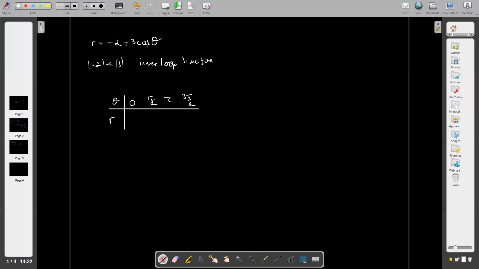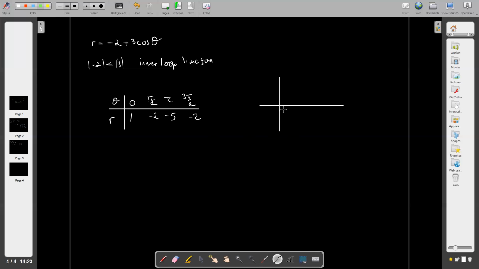When theta is 0, cos is 1, so this becomes 1. When theta is pi on 2, cos is 0, so this becomes -2, and likewise -2. When theta is pi, cos is -1, and so this becomes -5. So hopefully you can see what's going to happen here. It's going to draw a very similar one to last time, except this time the red's on the outside.